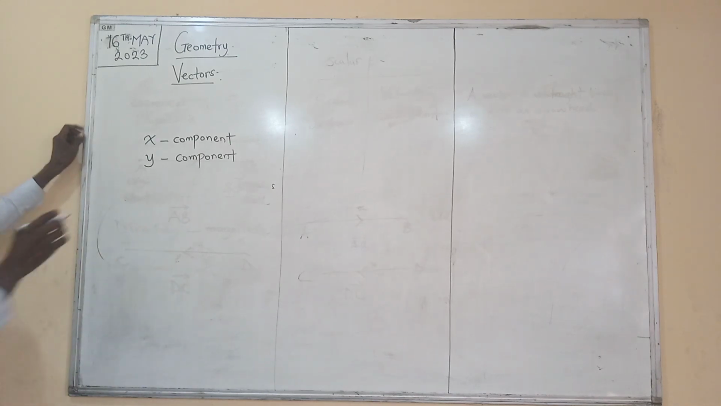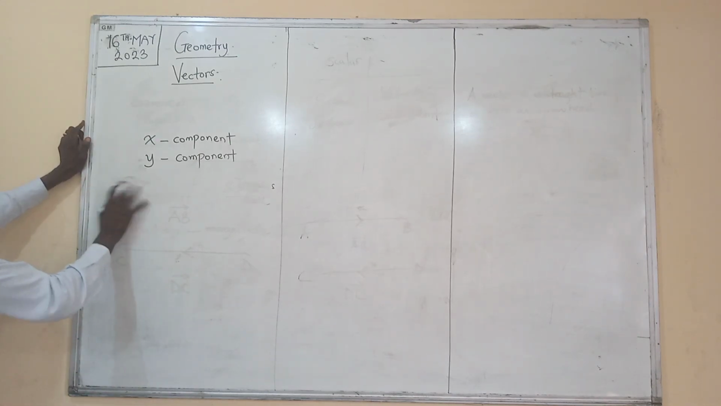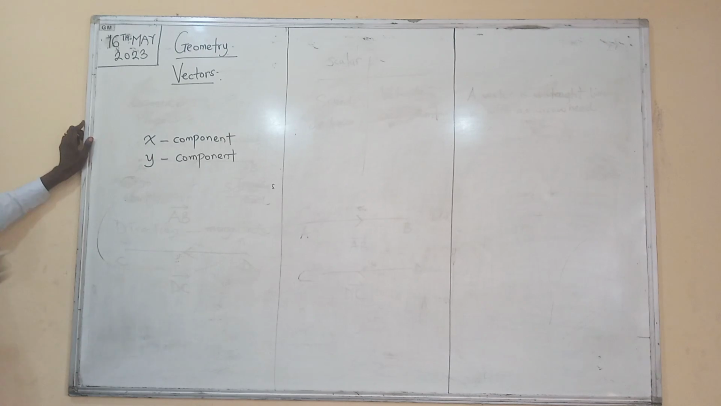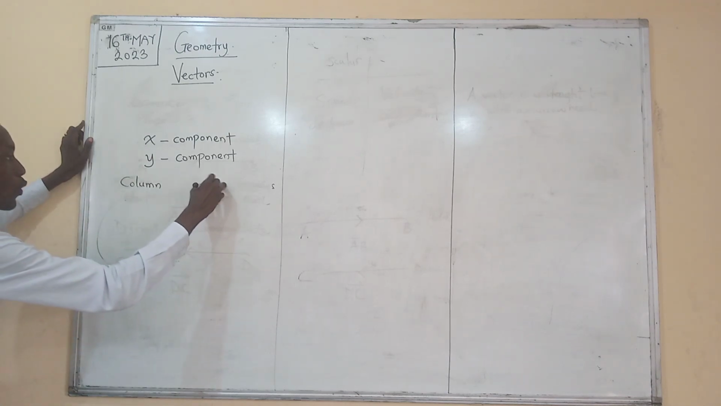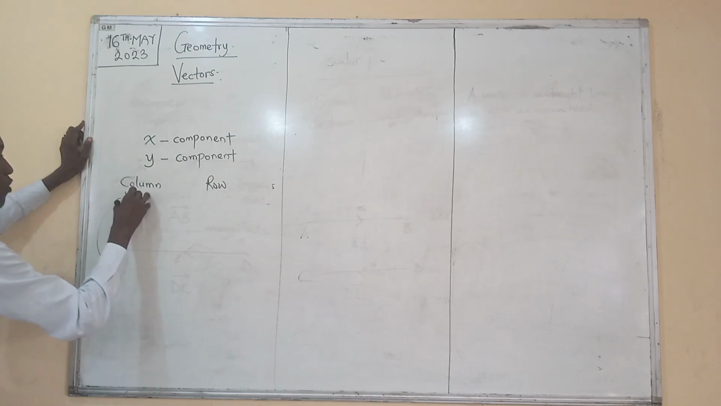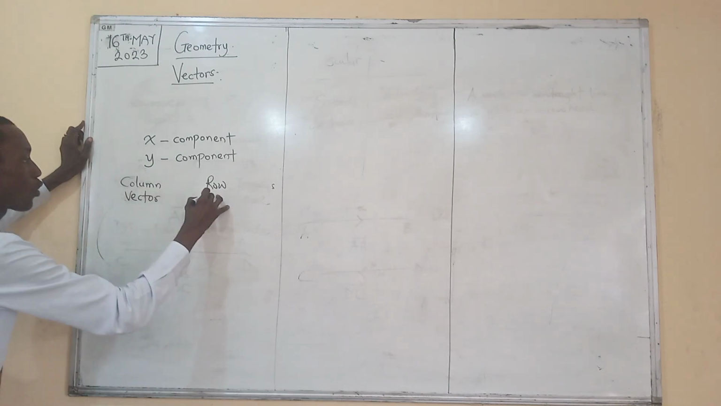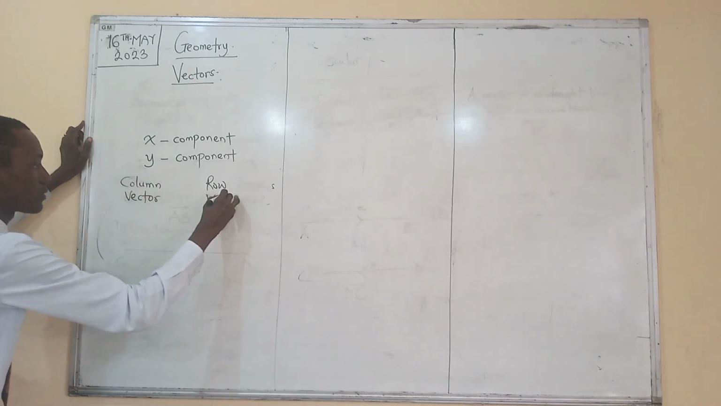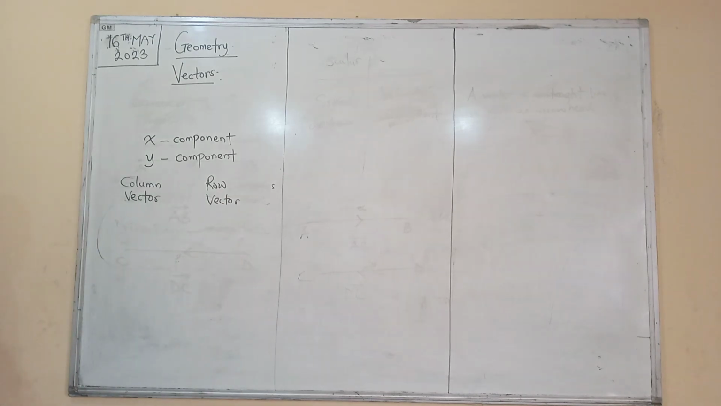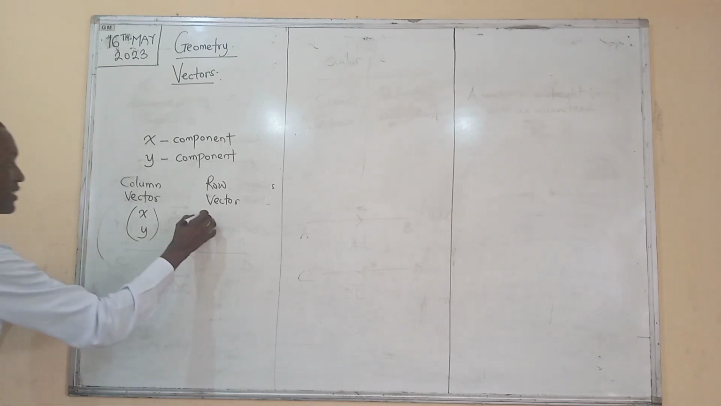So with that understanding, we can have a vector represented in this way, either as a column or a row. So we have what is called a row vector, and there's something we call a column vector. Is that okay? Row or column vector. Now, I'm going to have something like this. Let's say x and y. This is for column.